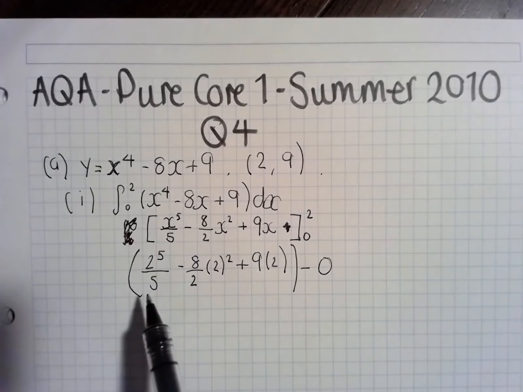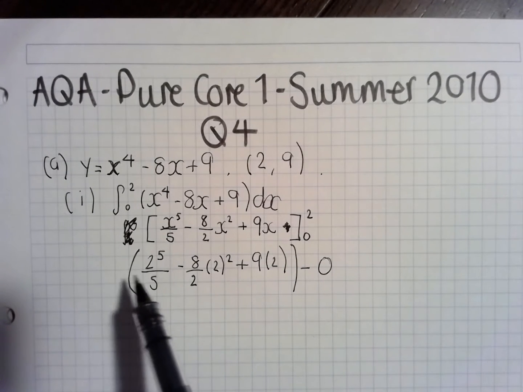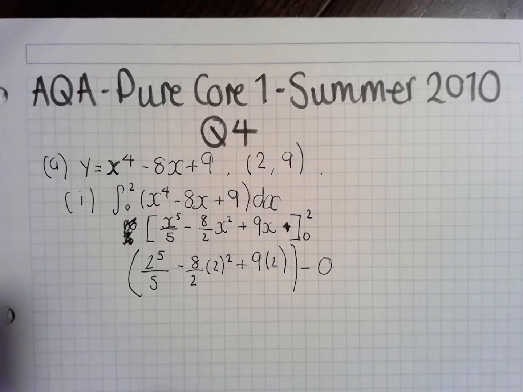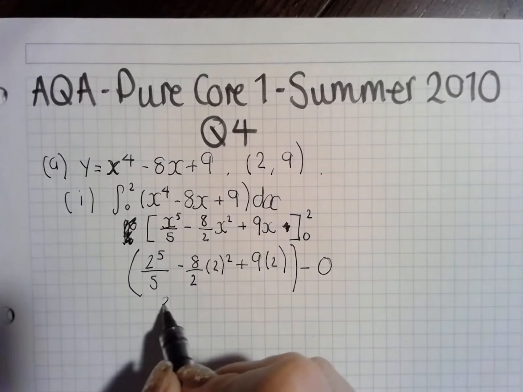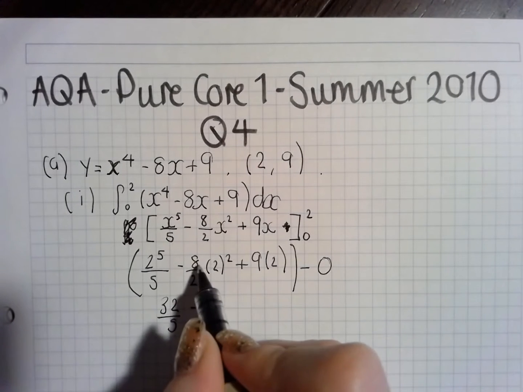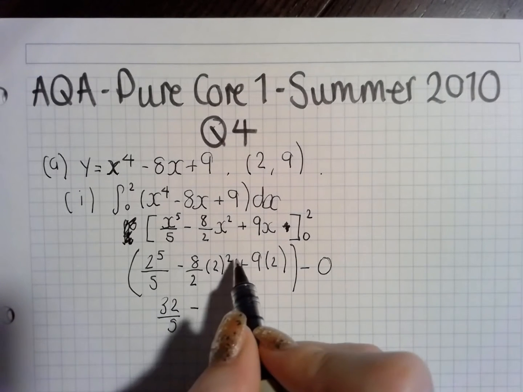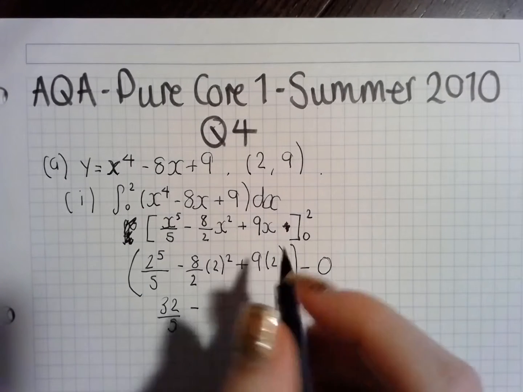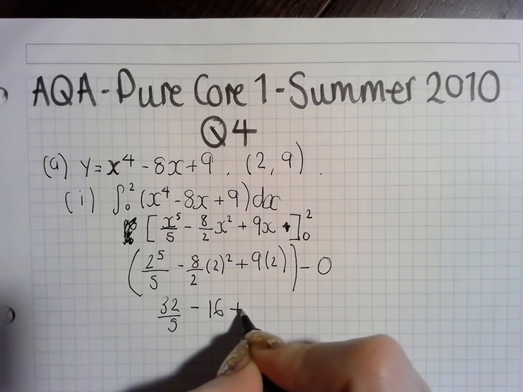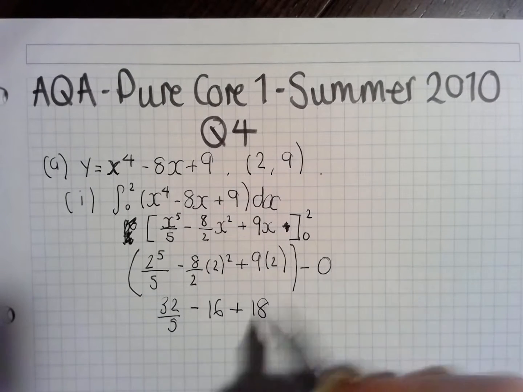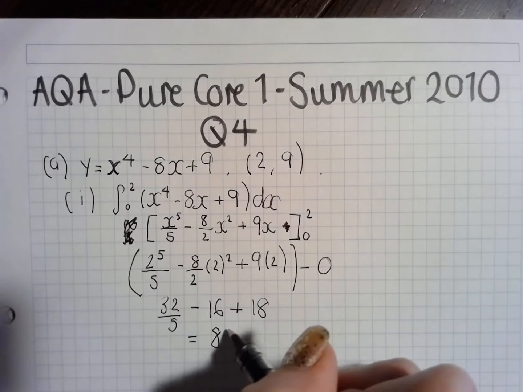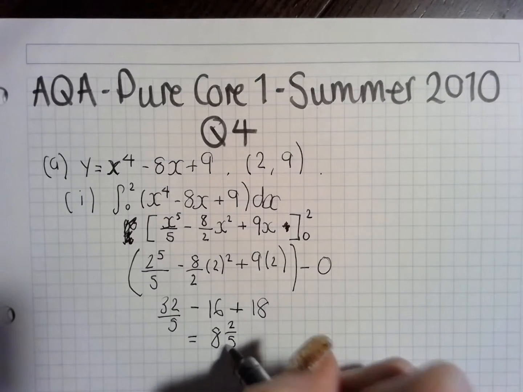So let's simplify it. 2 to the 5 is 32 over 5, minus, 8 over 2 is 4, 2 squared is 4, so 4 times 4 is 16, plus 18. Minus 0, we can forget about that. So this all equals 8 times 2 over 5.